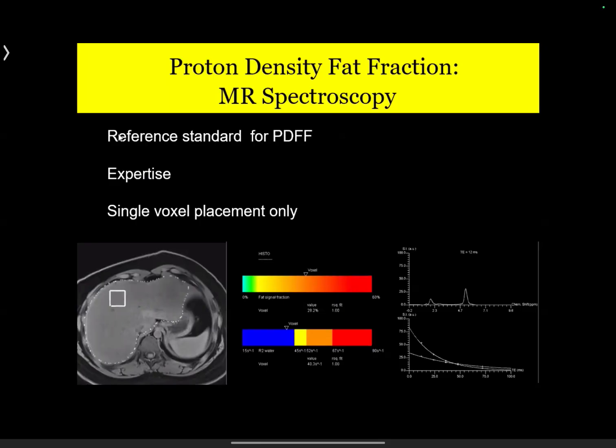Now PDFF works on more or less the same principles as MR spectroscopy, and MR spectroscopy is a reference standard for PDFF. It is much more accurate than that, but you have to place multiple boxes and it is cumbersome. So for practical purposes, PDFF, that Dixon-based sequence, is good.